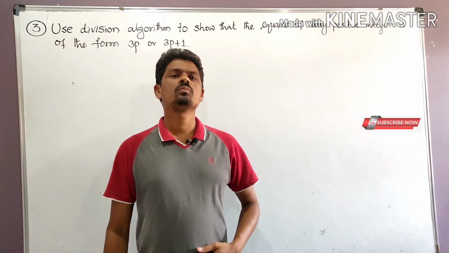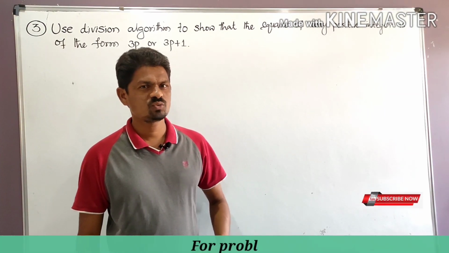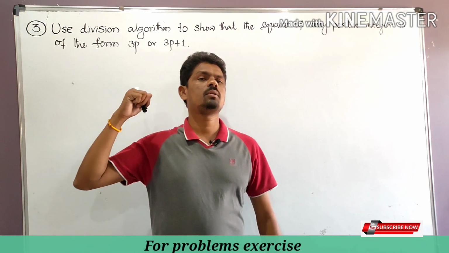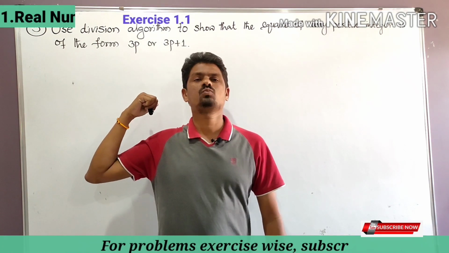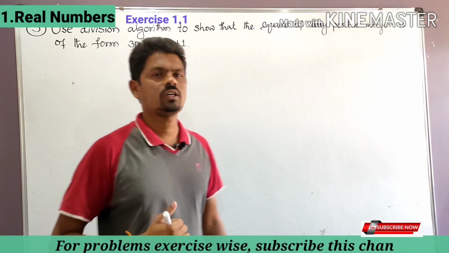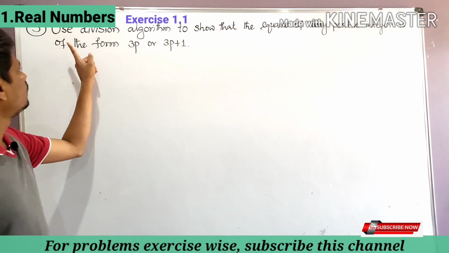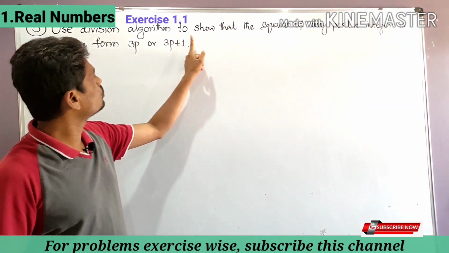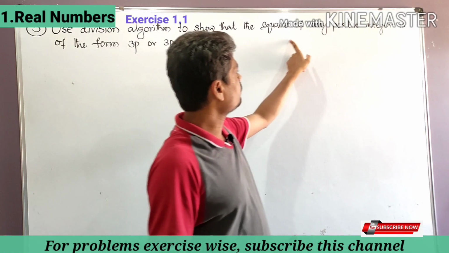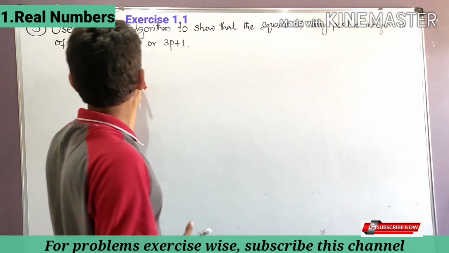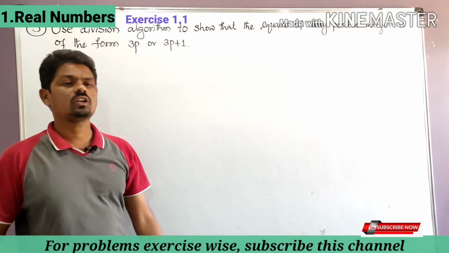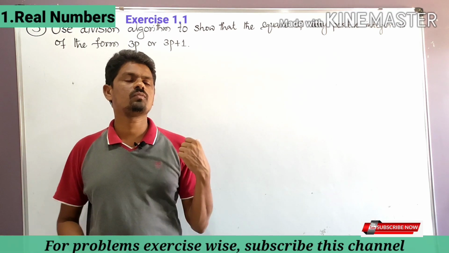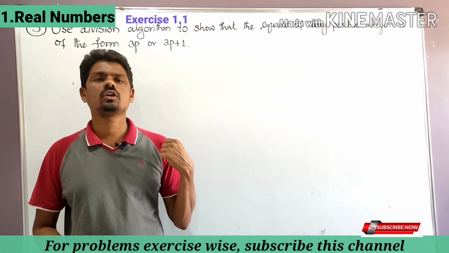Hello student, welcome to my channel Learn More Maths. My name is Varakmar. Today we are going to solve a problem from the chapter Real Numbers, exercise 1.1, third problem, student. See here what is given. Use division algorithm to show that the square of any positive integer is of the form 3p or 3p plus 1. So this is the third problem from exercise 1.1, student.